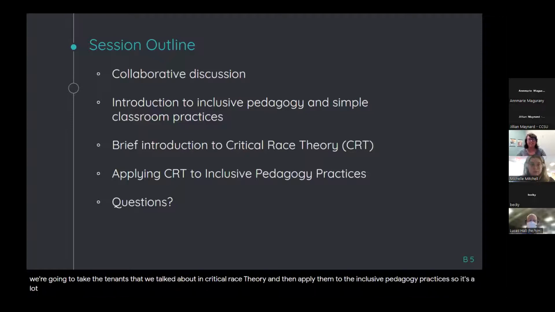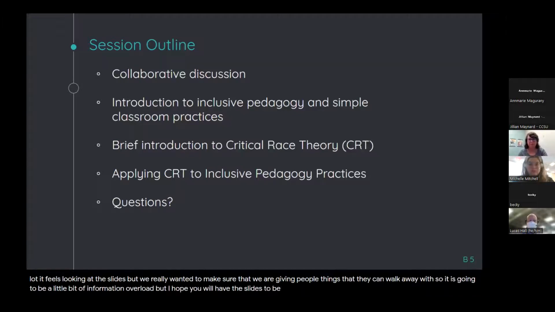It's a lot if you're looking at the slides, but we really wanted to make sure that we are giving people things that they can walk away with. So it is going to be a little bit of information overload, but I hope you will have the slides to revisit at a later point. And then we'll just wrap up with questions.